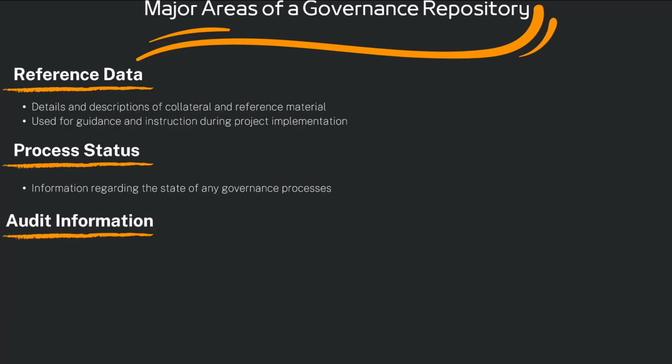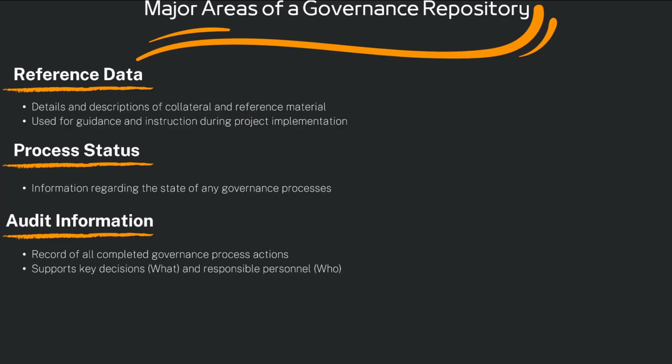And finally, audit information, which records a completed governance list of all the actions that we have done. It helps us support not only the key decisions like the what, but also who is going to be able to do it and the responsible personnel assigned. Audit information supports future projects by becoming a guide and reference for precedents moving forward.